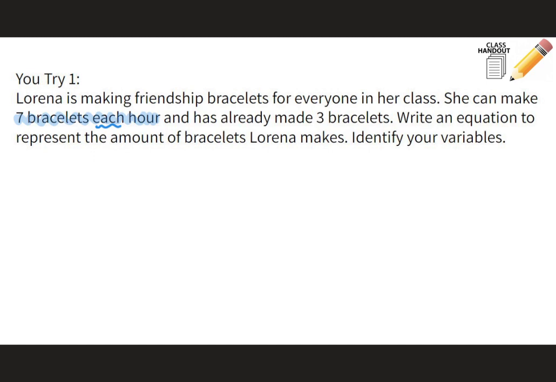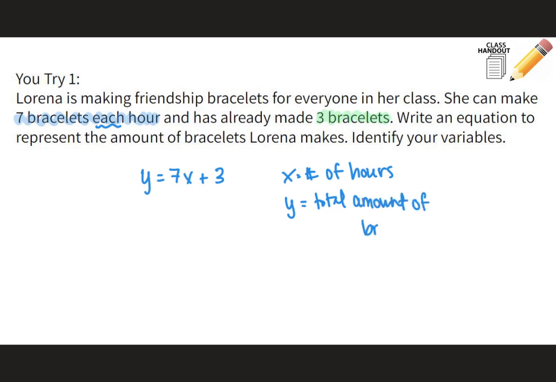The 7 bracelets each hour is going to be m. The starting point, the amount of bracelets she starts with, is going to be 3. So this equation is going to be written as y equals 7x plus 3, where x represents the number of hours and y represents the total amount of bracelets made.